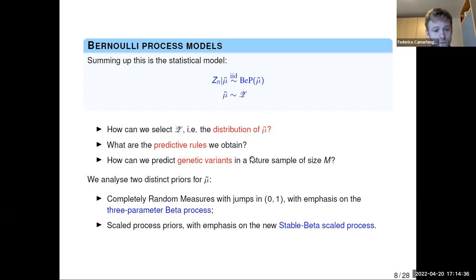In my part of the talk, I will focus on two different choices for the prior distribution. First of all, I would like to discuss the case of completely random measures, which are well known in the literature, with a special emphasis on the three-parameter beta process. And then I will move to this new class in this context, which is the class of scaled process priors. In particular, we will focus on a very tractable model, which assumes a stable beta scaled process prior.